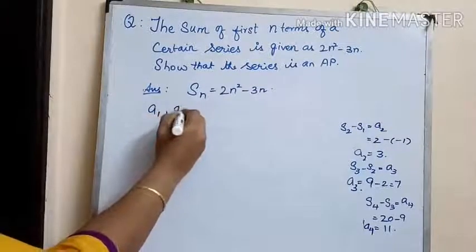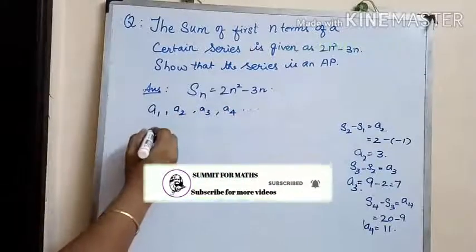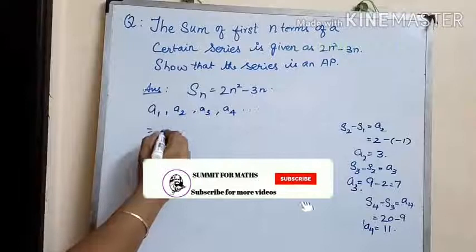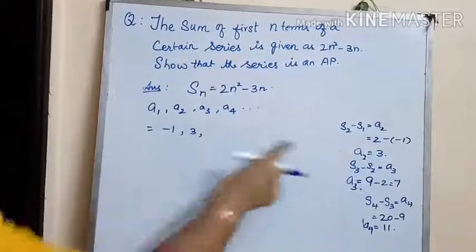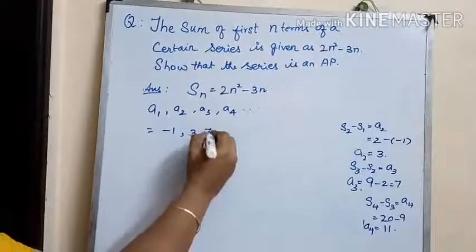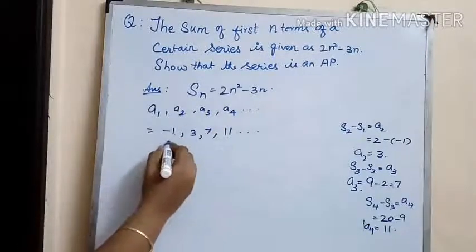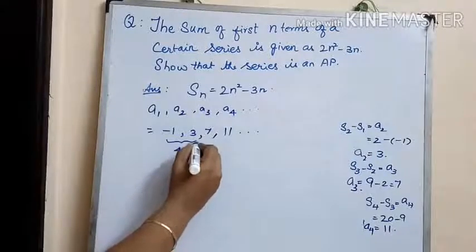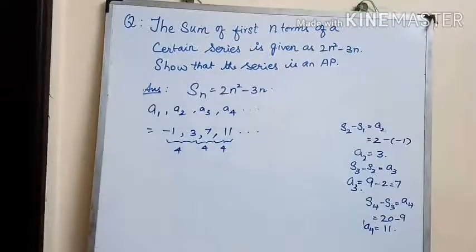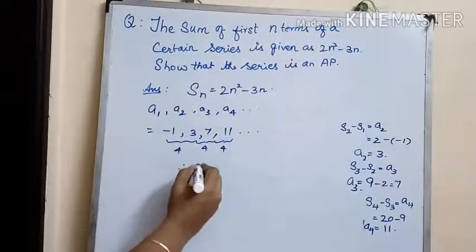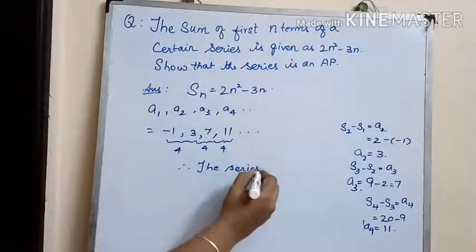Now we have to check whether it's an AP. So let us write the terms first. Minus 1, comma 3, comma 7. A2 is 3 and A3 is 7. A4 is 11, and the series keeps on going. Now let us check the difference. Common difference is 4 everywhere. So the series is in AP.